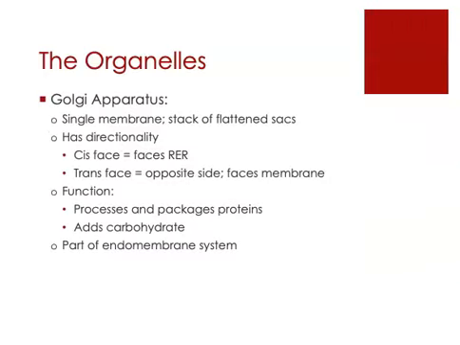So the Golgi apparatus is part of the endomembrane system. It's a single membrane organelle. It's shaped into these flattened sacs, similar to the endoplasmic reticulum, but there are no ribosomes on the Golgi apparatus, and the Golgi apparatus has a particular orientation in the cell. In other words, it has what we call directionality. We give the Golgi apparatus names to both of its sides, if you will.